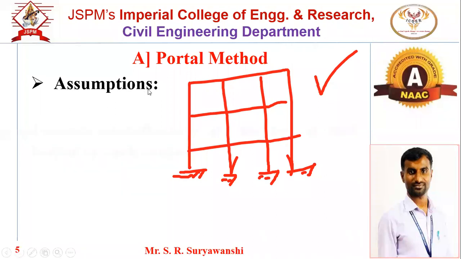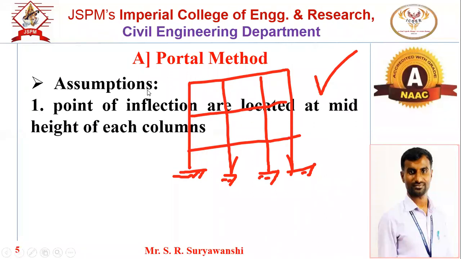The first assumption is that points of inflection are located at mid height of each column. Means the point of inflection, or we can say point of contraflexure, is located at mid height of each column. Now see here, how many columns are there, if you consider story to story in this particular frame, which is a 3 bay, G plus 2 building frame?